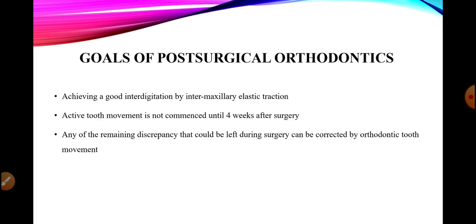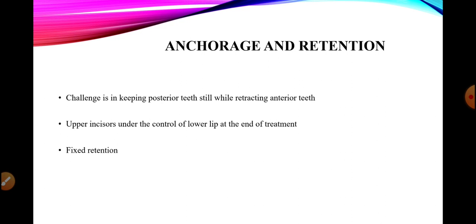The post-surgical phase includes a good interdigitation. A good interdigitation is done in those phases. The teeth are coordinated, and the remaining discrepancies in the arches that have been left pre-surgically or during the surgical procedure, or anything that has happened, are corrected during the post-surgical orthodontics.